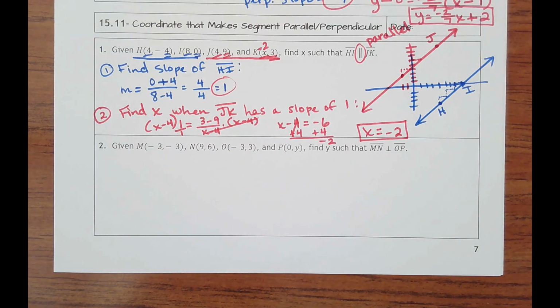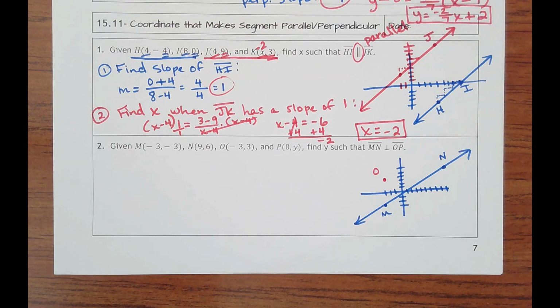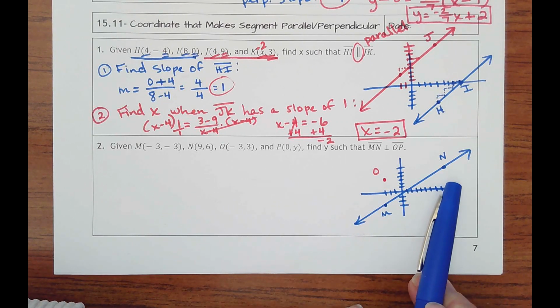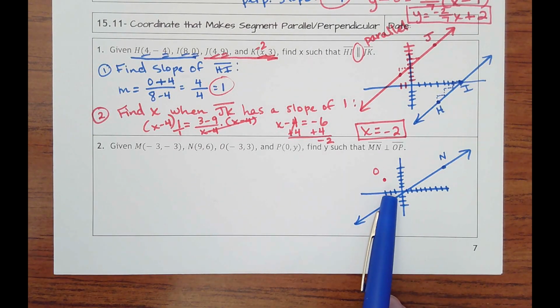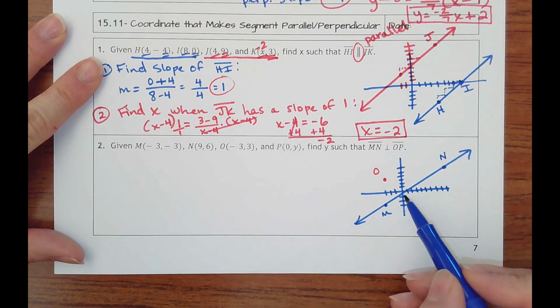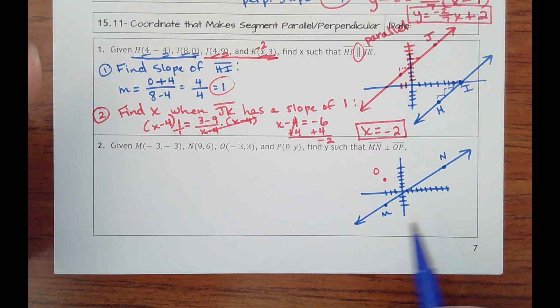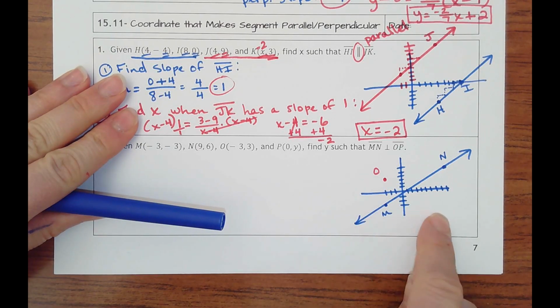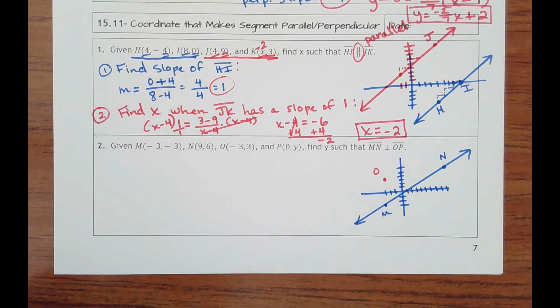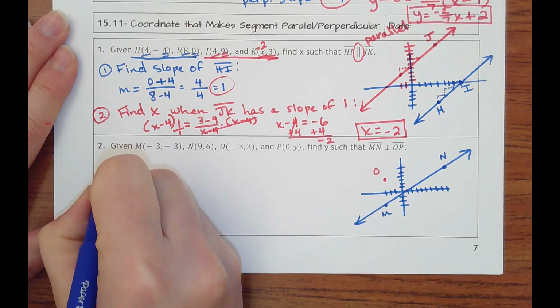All right, number 2, same thing, but now they're going to be perpendicular lines. If I were to sketch a picture, it looks something like this, where I've got M here at (-3, -3), N at (9, 6), and O is at (-3, 3). We want this other point, P, to be at (0, some y value), so that these lines are going to be perpendicular or cross here. So it's going to be somewhere down here negative, it looks like. But first we would want to find the slope of MN.